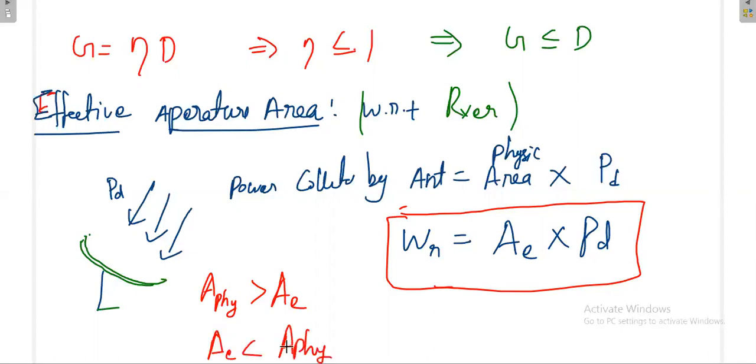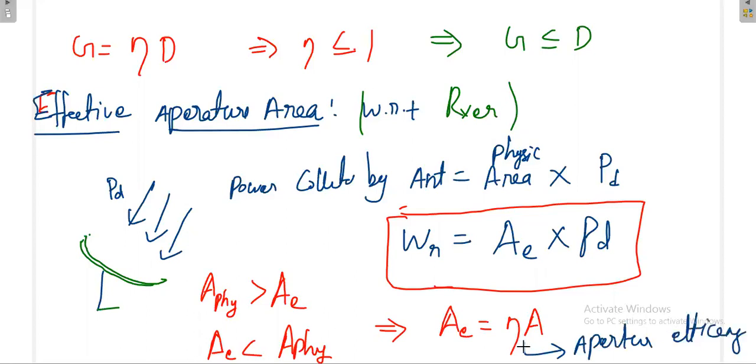Then how much less? That can be easily calculated. The relation between physical area and aperture area is defined by a factor. For example, effective aperture area is equal to eta times A, and eta is called the aperture efficiency. Mostly it will be more than 90%. That means 10% of the plate is not collecting the power, and the remaining 90% is. So this factor eta directly gives the measure of how much portion of the antenna is collecting the power. So AE is equal to eta times A.